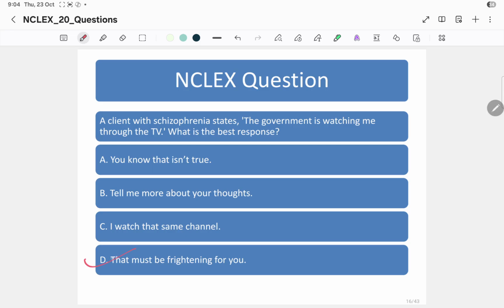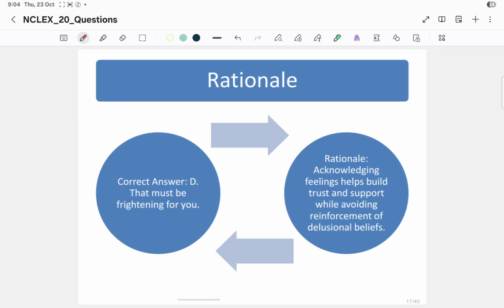D. That must be frightening for you will be the most therapeutic response by the nurse, because this response focuses on the emotions and not on the delusion, and it does not reinforce the delusion. Okay, rationale: acknowledging feeling helps build trust and support while avoiding reinforcement of delusional beliefs. So option number D will be the most therapeutic response.